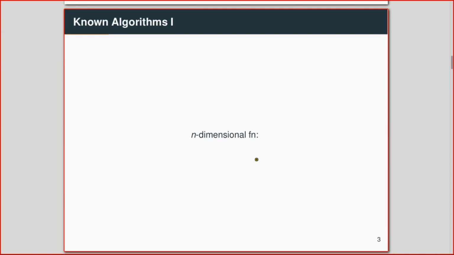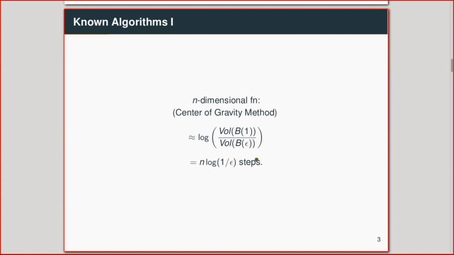What about higher dimensions? So you have an n-dimensional function. There is a method that does something similar. It's called the center of gravity method. It states that if you look at the center of gravity of a convex set and you take any plane passing through it, it will split your convex set into roughly equal volume pieces. The volumes on both sides will be a constant fraction of each other. And so this will also give us a similar performance. It's still doing a binary search in an n-dimensional space.